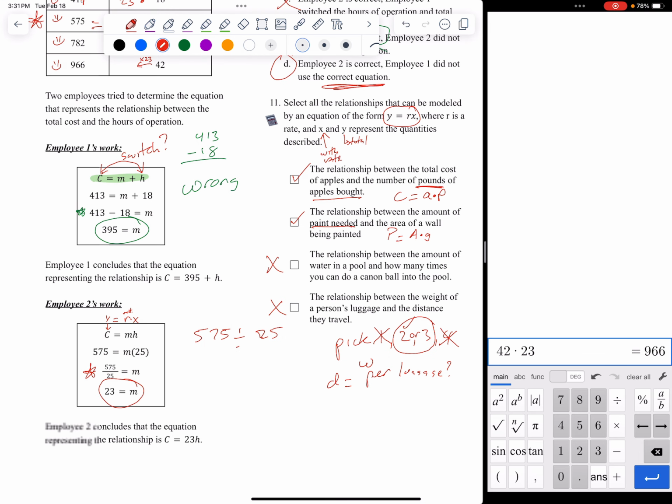All right, so that is it for this one. Hopefully that made a little bit of sense, okay? And you got some things cleared up, and you saw the pattern today, which we got to see y equals rx a lot, okay?